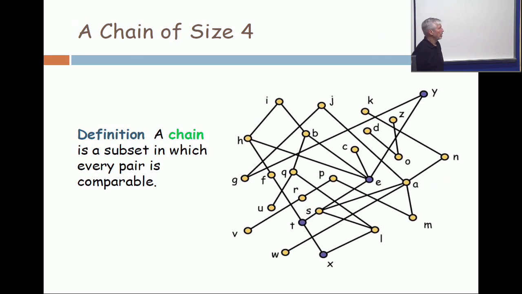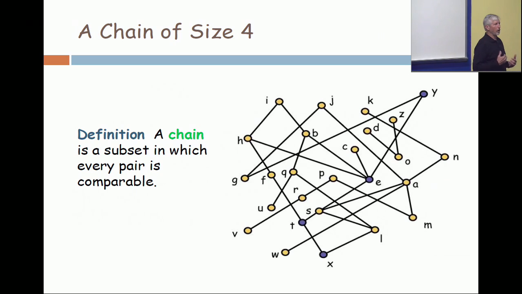Question? Can S be part of this chain as well? That's a good question. That's a chain. I get to decide what's in the club and not in the club. So I put those 4 points in the club because every pair is comparable. Question? A chain is a total order? Yes, it is. If you pull it out all by itself, it becomes a total order.